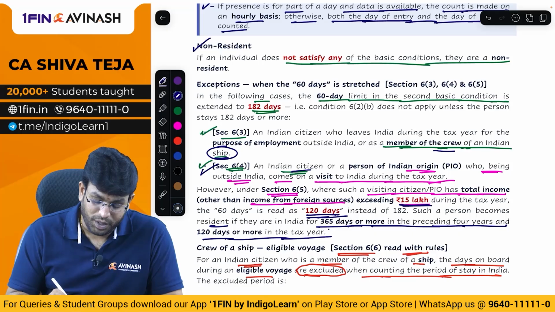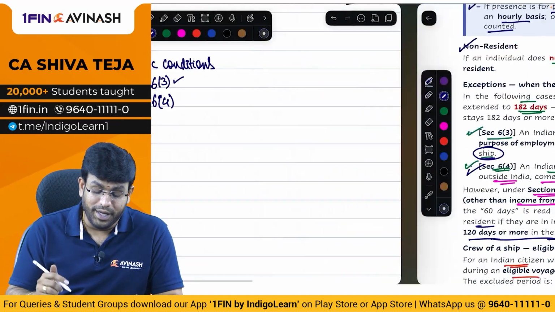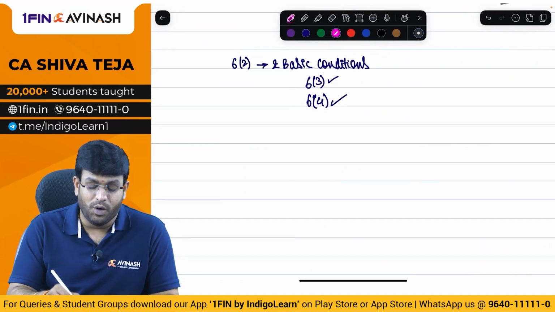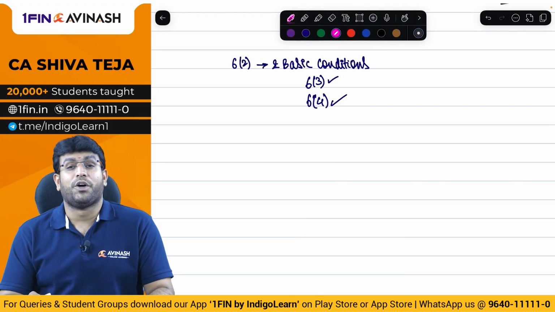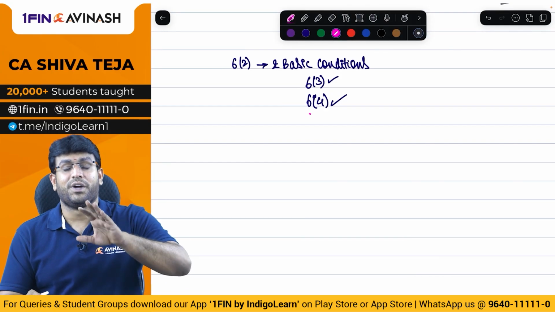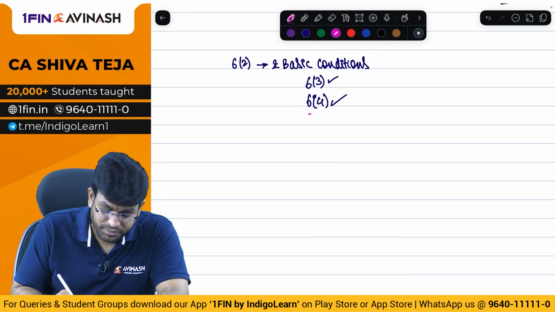Next, 6.4 talks about what? Indian citizen or a person of Indian origin who comes to India for a visit during the tax year. In these cases, what you need to satisfy is the first basic condition only.